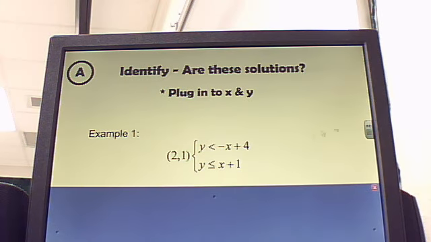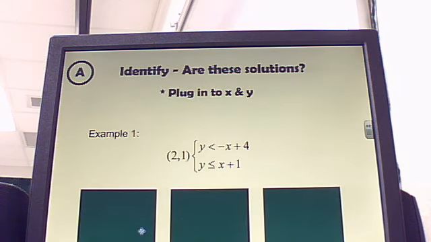Our system is y is less than negative x plus 4, and y is less than or equal to x plus 1. Our solution is 2, 1, and we want to know, does that work? Now, it's important for you to remember when we're trying to figure out is something a solution, which one is x and which one is y. 2, of course, in this case is our x value. 1 is our y value. We know that because of ordered pairs. To figure out, is this a solution? We'll start with the first inequality.